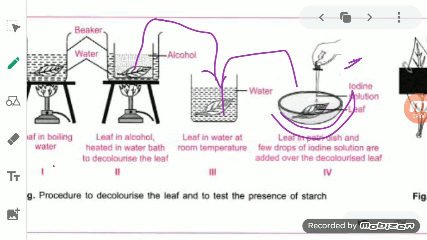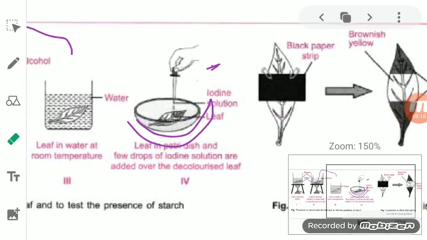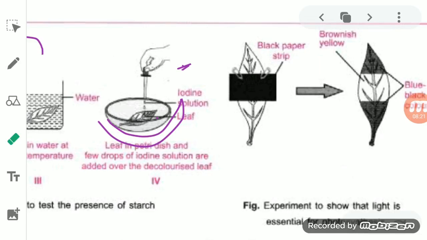You can see this hand is holding a dropper. So with the help of a dropper, we will add iodine solution to this leaf. Then what will we observe? We will observe this leaf, which is covered by the black strip.